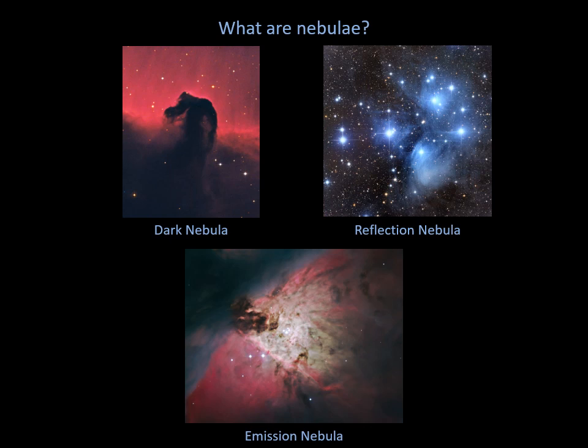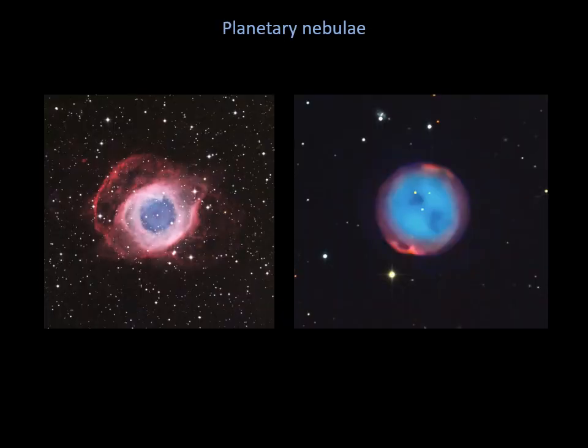In the reflection nebula, the Pleiades M45, this type of nebula typically shines with a beautiful blue color because the dust grains in the cloud reflect blue starlight back to us. And this close-up image of the Orion Nebula is an emission nebula. The nebula itself is creating its own light.